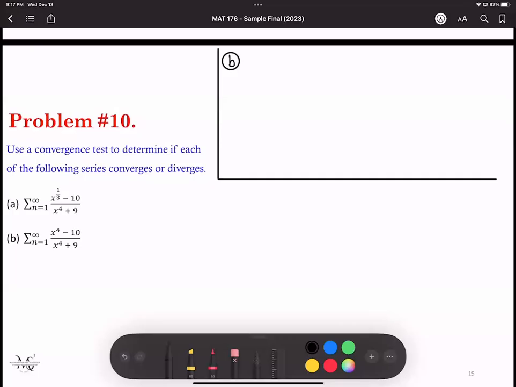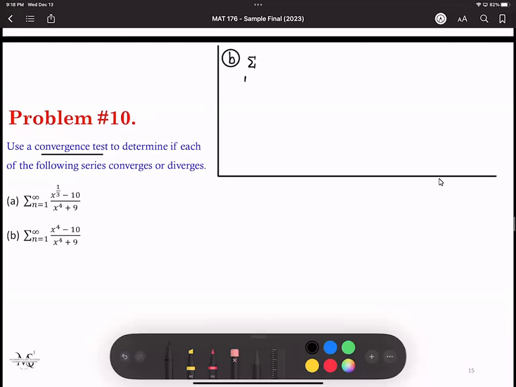Okay, so for problem 10, it says use a convergence test to determine if each of the following series converge or diverge. Now, I'm going to start with part B just by looking at the series here. For part B, what I recommend to use is the test for divergence. If you recall, the test for divergence states that if the limit is not equal to zero, then the series would diverge, right?